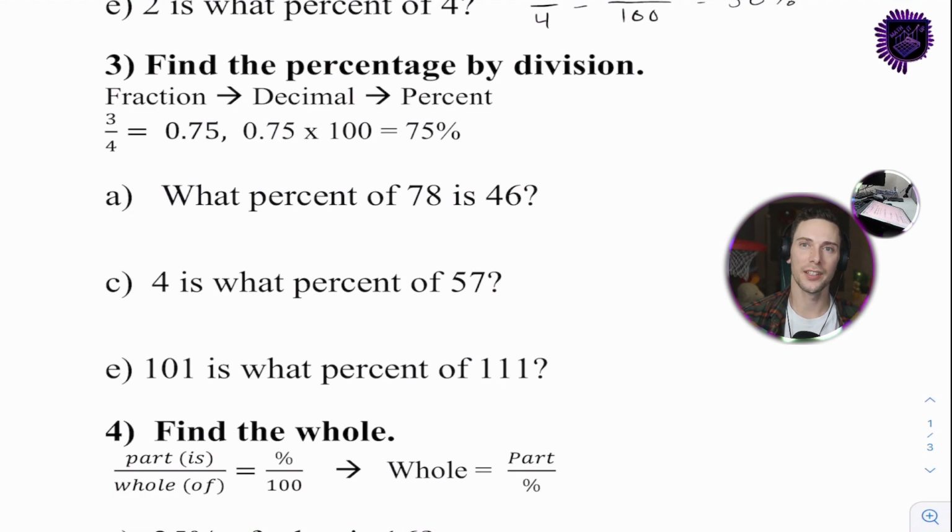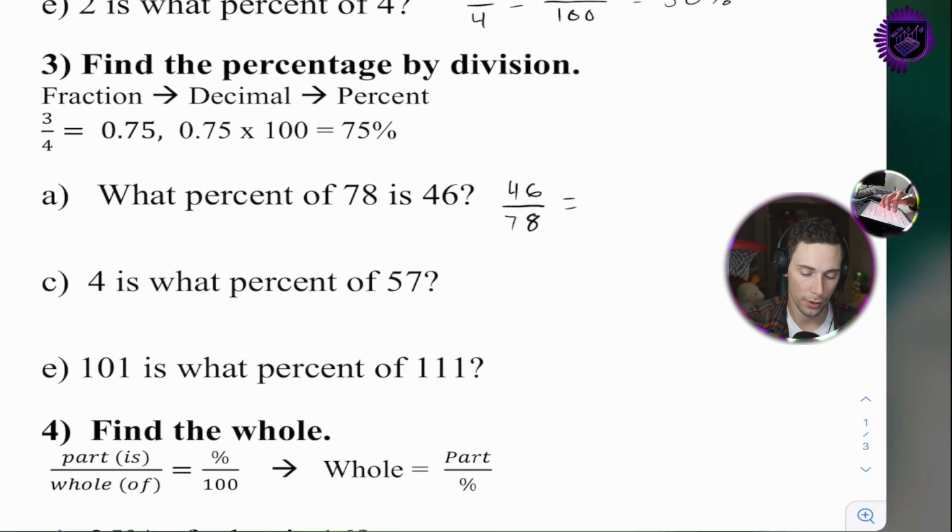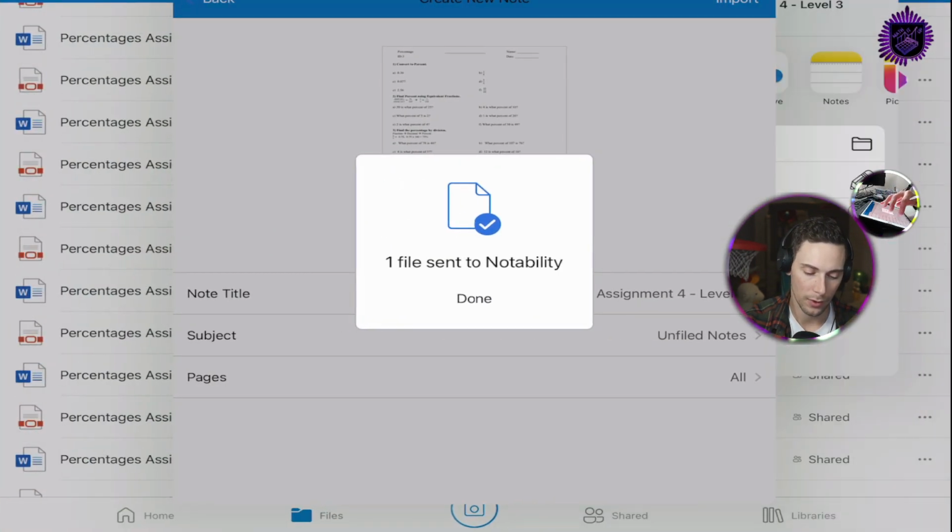We're using the decimal forms. We're changing the fraction to a decimal, and then multiplying it by 100 to get our percentage. So what we're going to do is use the language of "of" and "is." So what percent of 78? 78 is our denominator, and 46 is our numerator. We're going to divide that, and we're going to use our calculator.